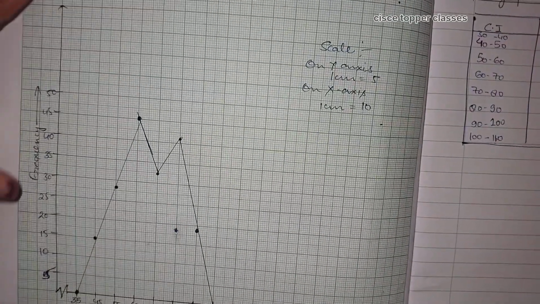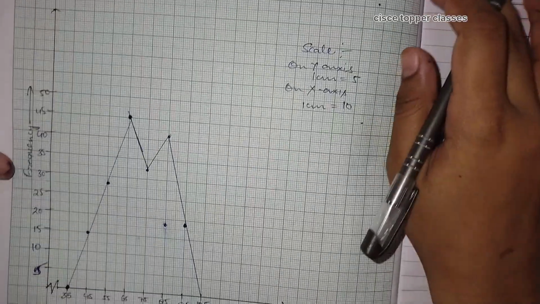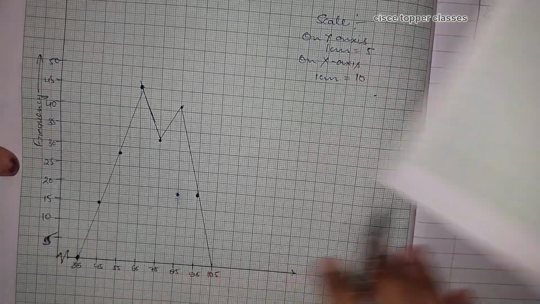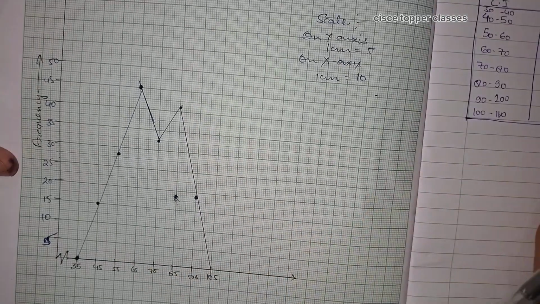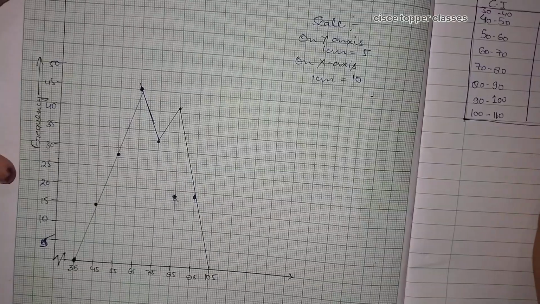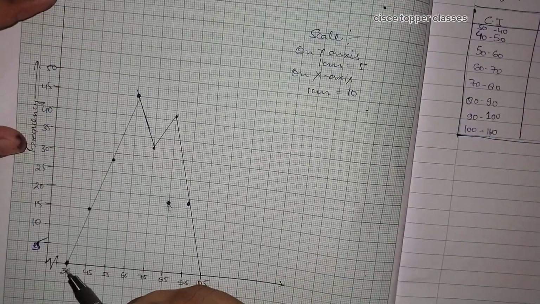So here we have the scale. Firstly on the y-axis we have 1 centimeter as 5 units, and on the x-axis we are taking 1 centimeter as 10 units, because the class interval here is 10 units, the class size. So we are taking this on the x-axis, and the frequency on the y-axis. So these are the points we are taking. 35 is on 0, like these only, we have to join all the points.